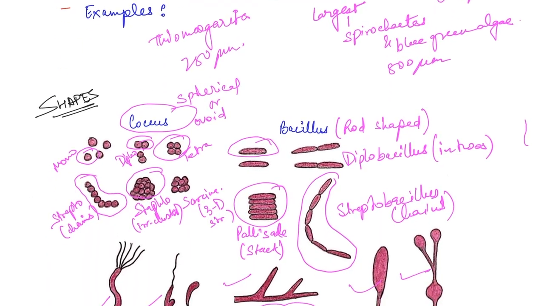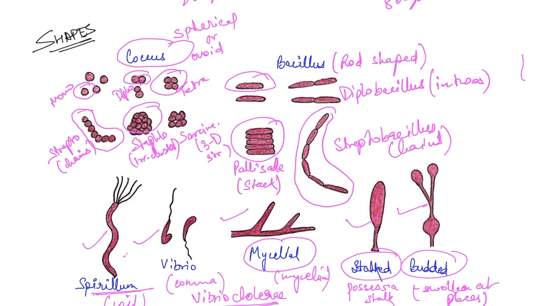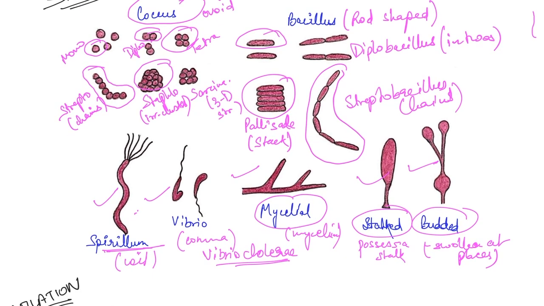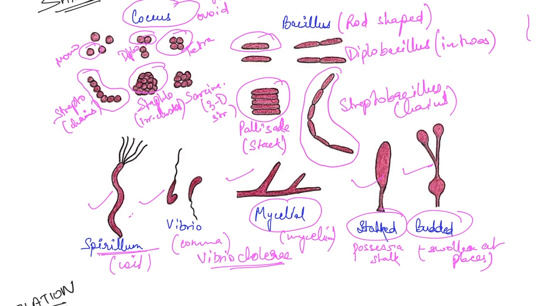Then we studied various shapes of bacteria, wherein we studied coccus and bacillus, where we have different forms again. Depending on the number of cells, they can be mono, diplo, tetra. Strepto means chains. Then irregular clusters like staphylococcus. Then there are 3D structures like sarcina. Again, in bacillus, they can be diplobacillus, so in twos, palisade, that is stack, and streptobacillus, that is in chains. Then we have singular forms like spirillum, which is coil, and vibrio, which is comma shaped. Then presence of mycelium can be named mycelial. If they possess a stalk, they are stalked. If they are swollen at places, meaning there is formation of a bud, they can be budded.